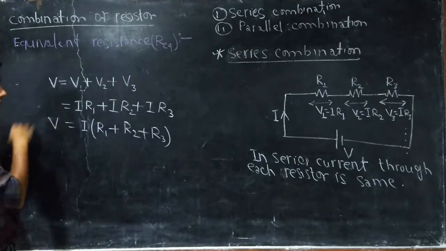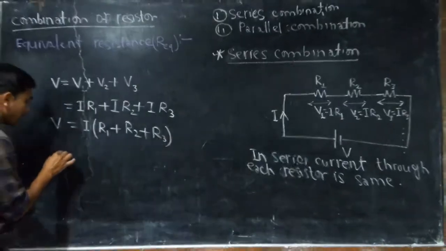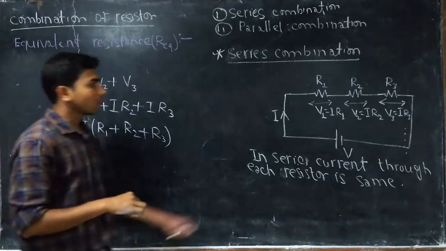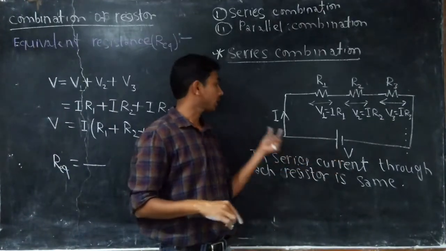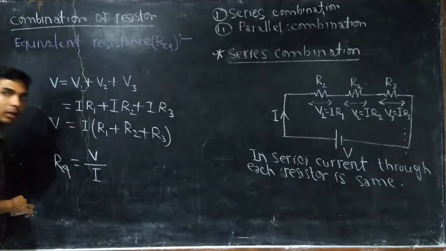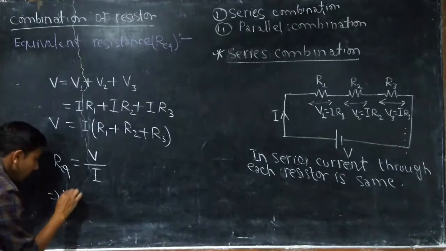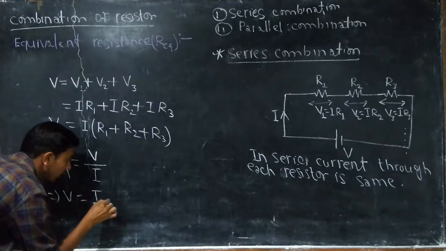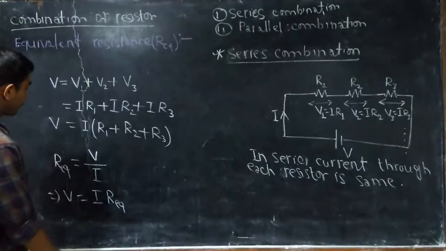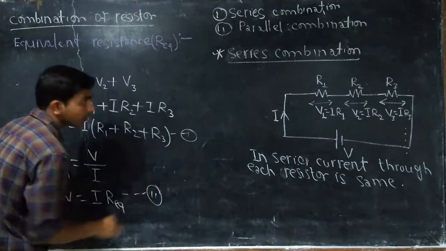Already I have defined R equivalent. What was R equivalent? Here a battery V is connected and the current is I, so R equivalent will be V by I. From here we can write V is equal to I R equivalent. So this is your equation 1, and this is your equation 2.